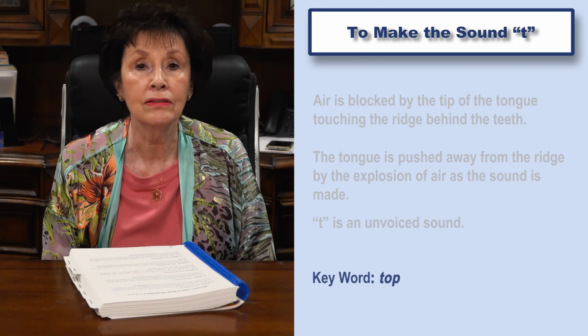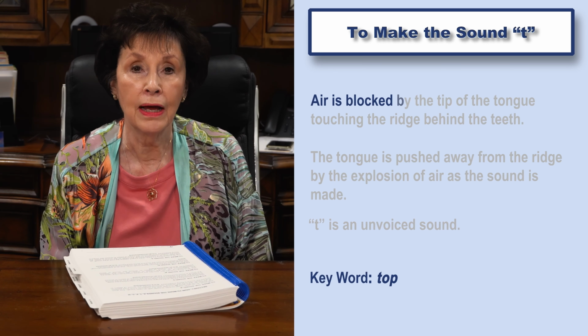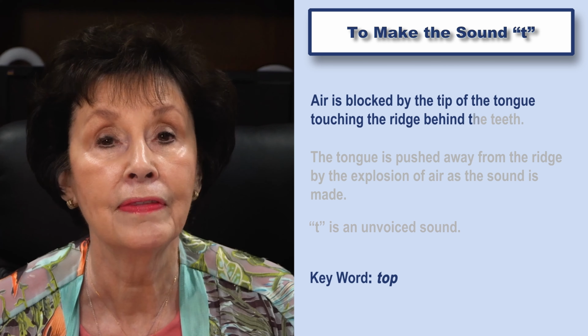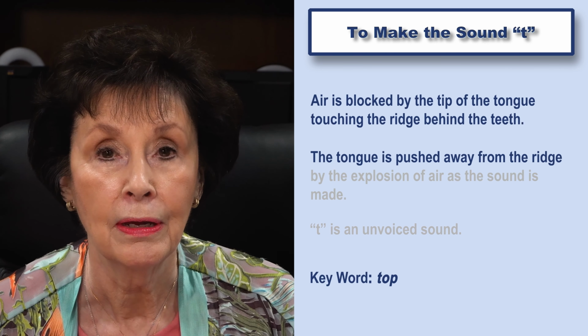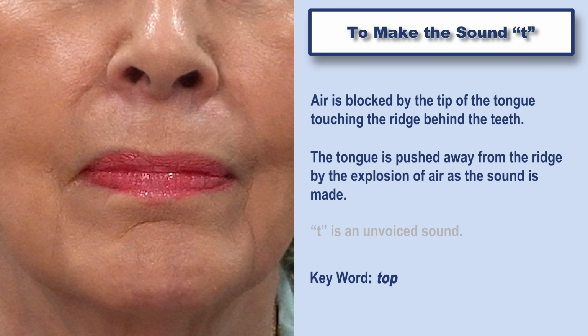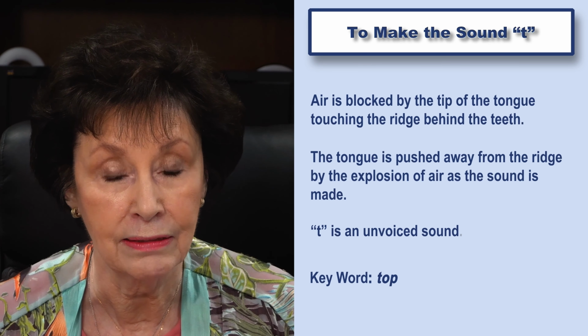To make the sound of the letter T, t, the air is blocked by the tip of the tongue, touching the ridge behind the teeth. The tongue is pushed away from the ridge by the explosion of air as the sound is made. T is an unvoiced sound.